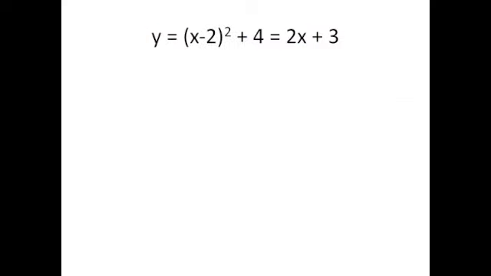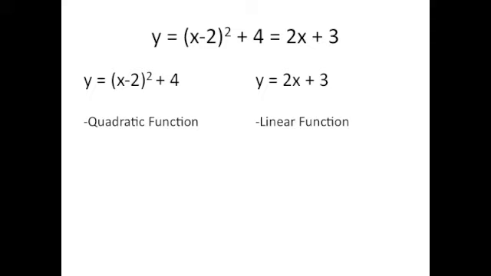An example of this would be the equation (x minus 2) squared plus 4 equals 2x plus 3. This could be written out as two separate equations. (x minus 2) squared plus 4 is a quadratic function. You can tell because x in the equation is being squared, which will create a parabola. 2x plus 3 is a linear function. You can tell because it is written in y equals mx plus b format.